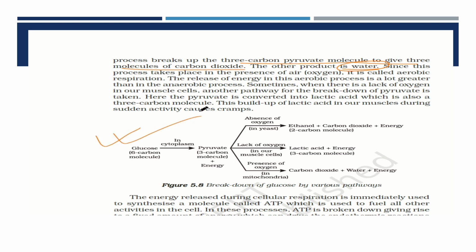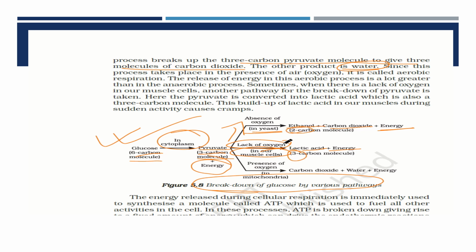So let's come to this flow diagram where we are seeing the breakdown of glucose by various pathways. In cytoplasm, what is happening? Glucose, a 6 carbon molecule, is converted to pyruvate, a 3 carbon molecule, and a minute amount of energy is released in the form of ATP. Now in absence of oxygen, what is being produced? In yeast, ethanol, carbon dioxide and energy is produced. In lack of oxygen in our muscle cells, lactic acid and energy is produced. Ethanol is a 2 carbon molecule, lactic acid is a 3 carbon molecule.